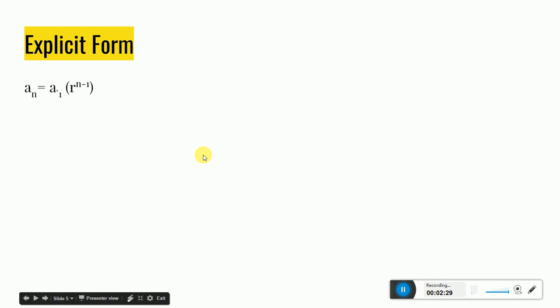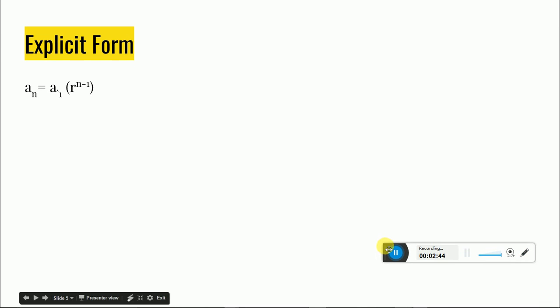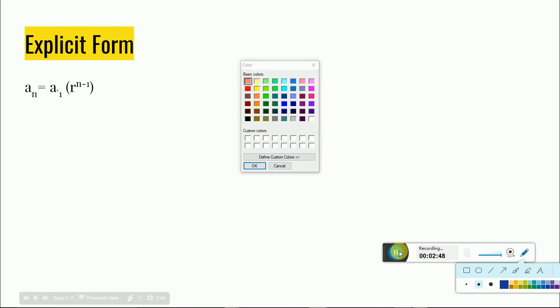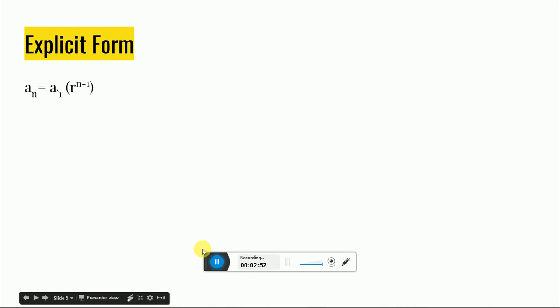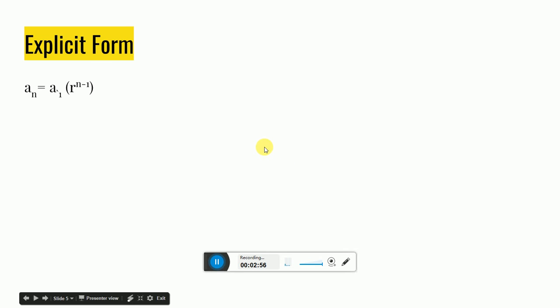All right, the explicit form of a recursive formula is similar to, I wish I could get the screen to work, but it's because I need to show you all this here. So I was unable to get the screen to type like I wanted to.